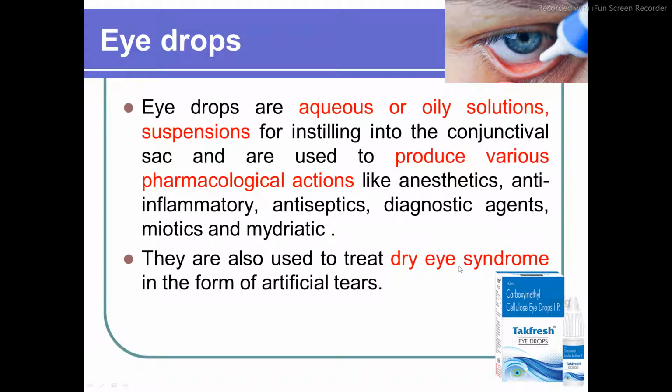So in that case you can use, like the image here you can see in this image, carboxy methyl cellulose eye drop. So this type of eye drops are available in the market to treat the dry eye syndrome. So this type of eye drops are available to keep your eyes moistened for a longer time. So in this way you can treat the dry eye syndrome.